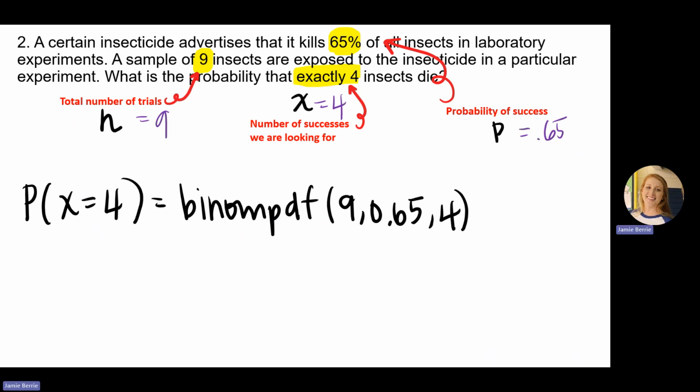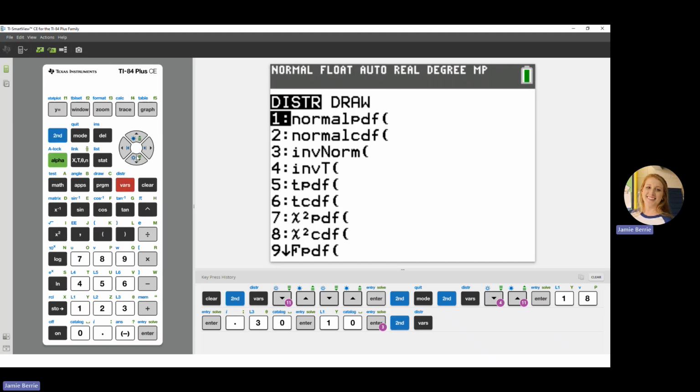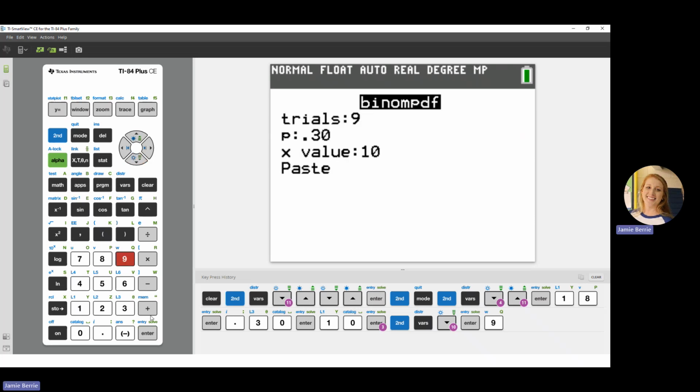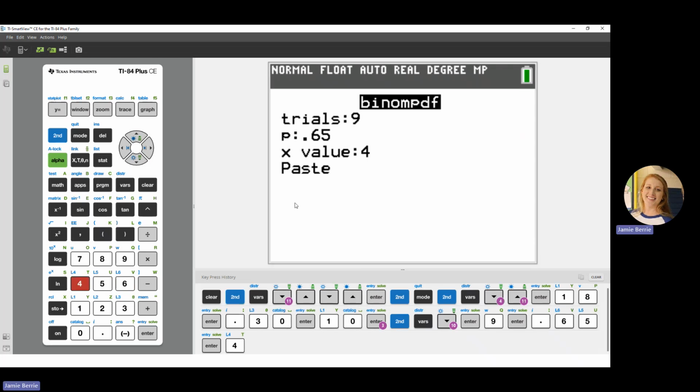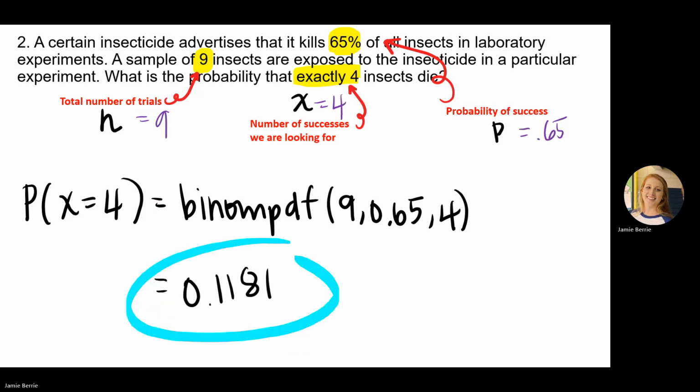So let's grab our calculator. Second bars, go down to binomial PDF. 9 bugs, 65% chance that they die. What's the probability that exactly 4 die? Then hit paste and enter. And there we go, 0.1181. That would be about 11.81%, about a 12% chance that exactly 4 of those insects died.